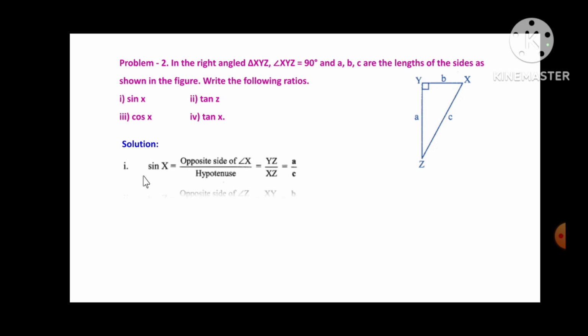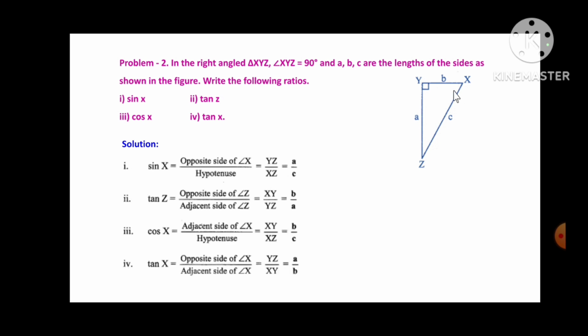So friends, we will see now sin X. Sin X means this angle. Sin ratio means opposite of this angle X to the hypotenuse. Opposite of this angle X is YZ upon XZ the hypotenuse. So a upon c. Now tan Z is opposite side of this angle Z to the adjacent side of this angle Z.